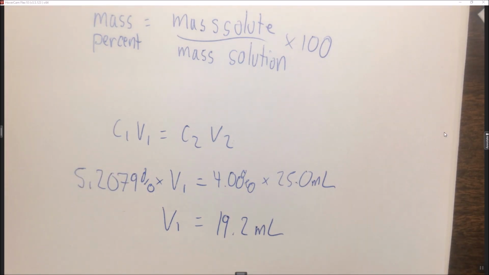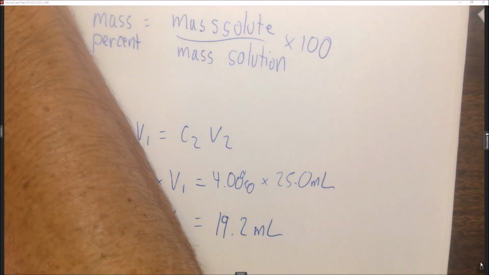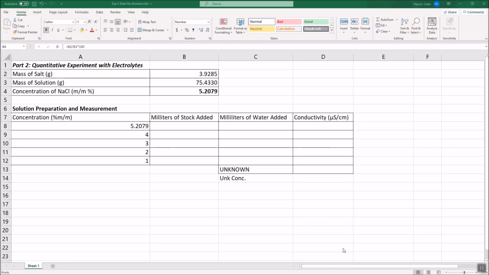Remember, we're making the solutions and measuring the conductivity, and we're going to make a calibration curve between the concentration and the conductivity. Because making these solutions is repetitive, it's easier to do it in Excel to make these recipes.